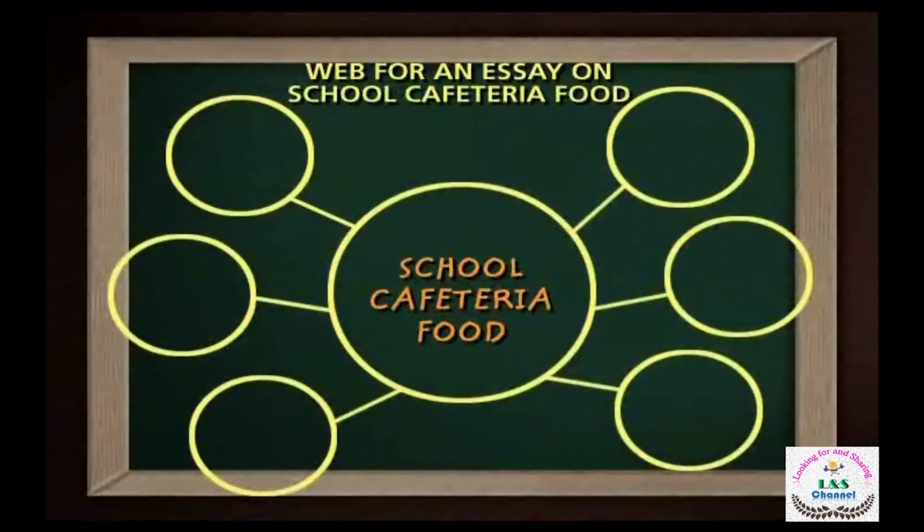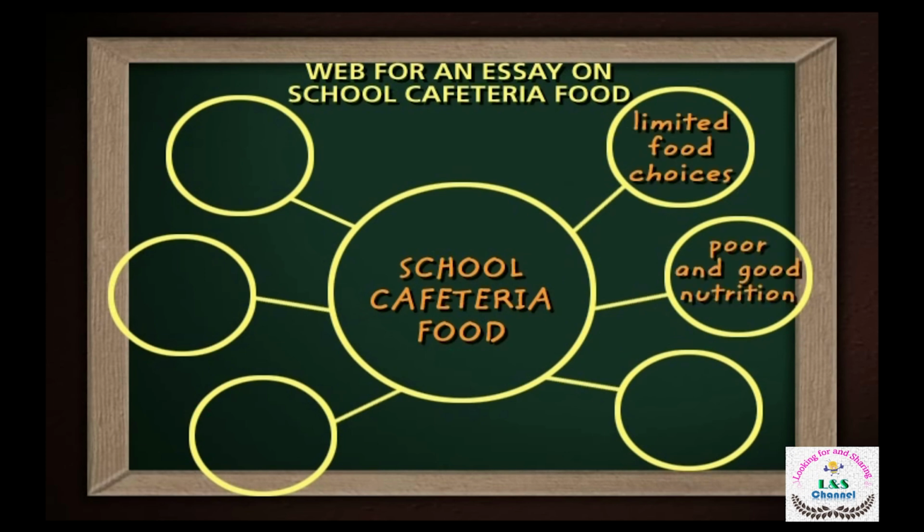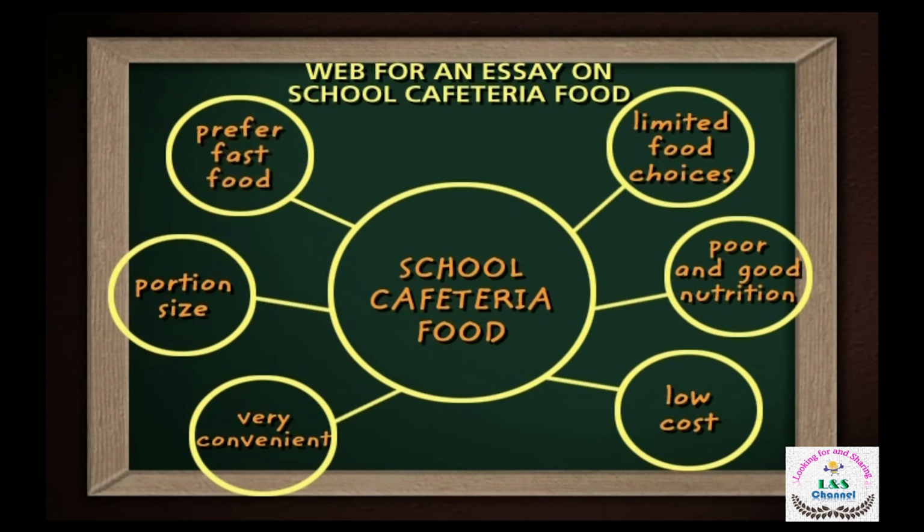Here's what my web looked like. How does it compare to yours? Well, you'll see I wrote school cafeteria food right in the center of my web. And then on top I wrote limited food choices, poor and good nutrition. I wrote low cost, it is very convenient. I wrote portion size, they are a little small, and I tend to prefer fast food.